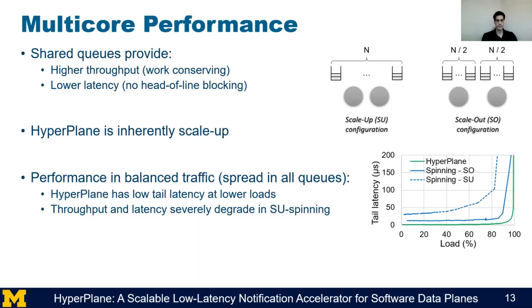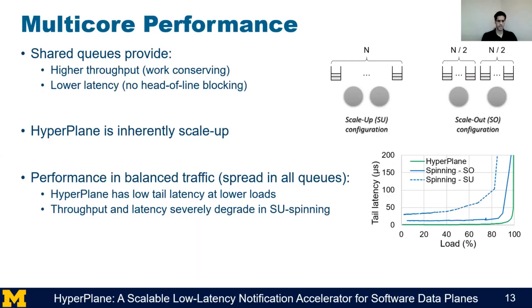We consider two configurations to evaluate sharing queues in a spin-polling-based data plane: scale-up, where queues are shared between cores, and scale-out, where no queue is shared. HyperPlane is inherently similar to a scale-up configuration because the ready set manages the ready queues, and it can assign any ready queue ID to any core.